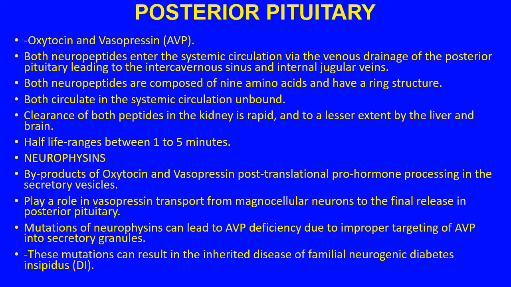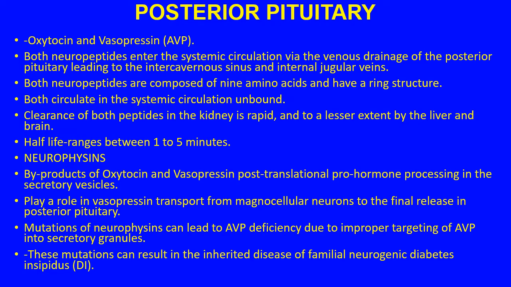Well, they are believed to play a role in vasopressin transport from the magnocellular neurons to the final release in the posterior pituitary. It's been found that mutations of the neurophysins can lead to AVP deficiency, and this is due to improper targeting of AVP into the secretory granules.